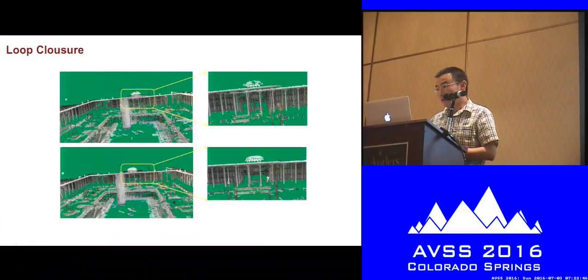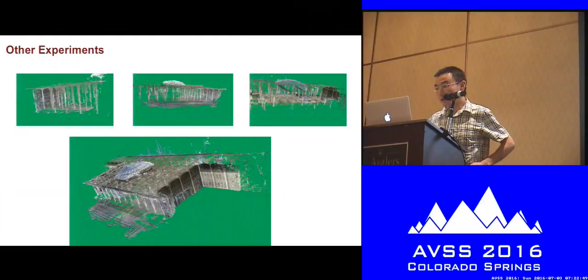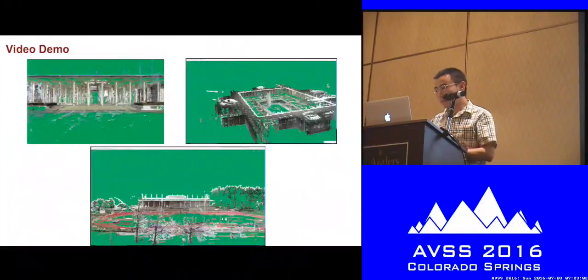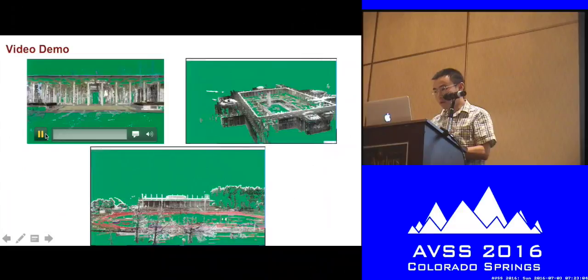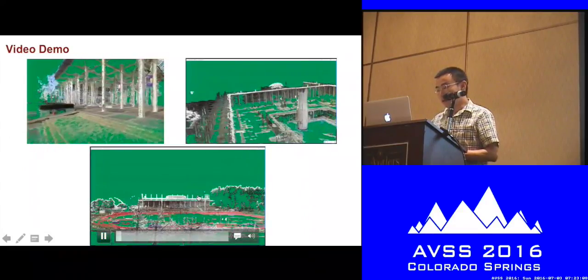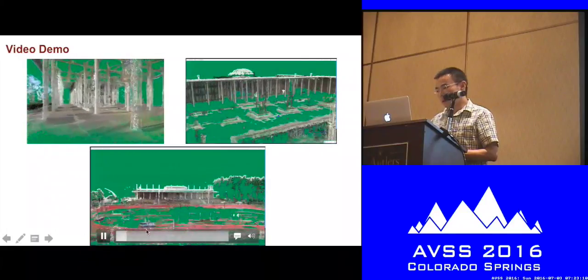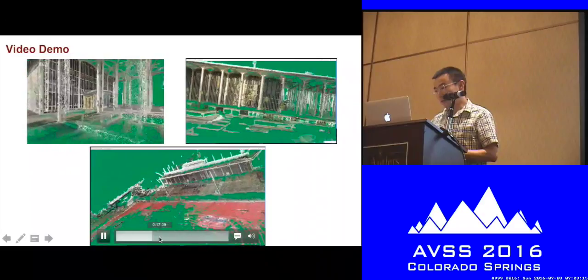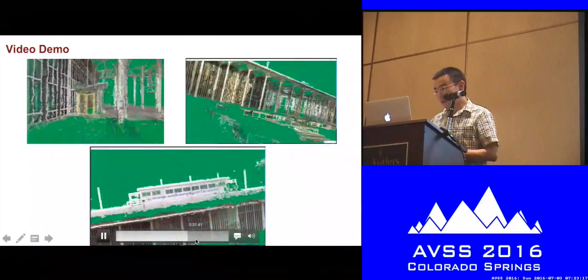And we have other experiments. This is merged or fused from three different models, and this is an indoor experiment. This is the whole lab, from 10 models, and there are some video results about the podium. And the bottom one is the track field. This one is also merged from 8 supermodels.